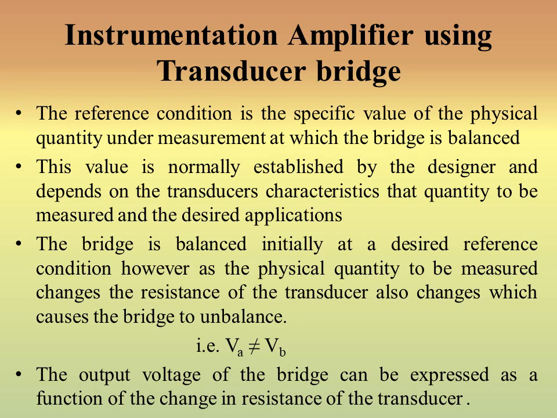The output voltage of the bridge can be expressed as a function of the change in resistance of the transducer. So if there is a mismatch between VA and VB, a signal will proceed to the amplifier, and that signal will be directly proportional to the changes occurring in the resistance of the transducer.